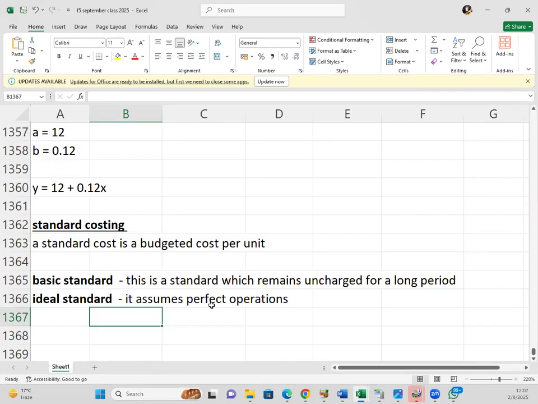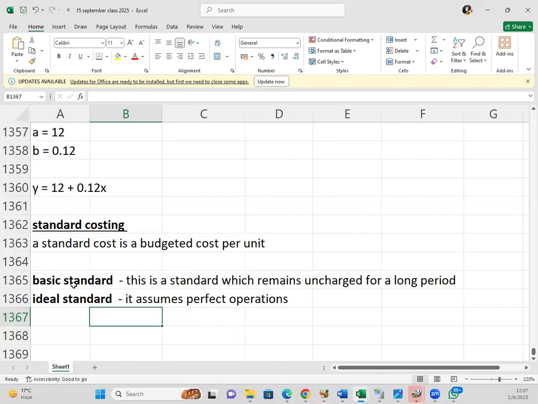The problem with this type of standard is that it tends to demotivate because it's not easy to achieve. If a standard has been set assuming perfect operations, it means there is no break for you. But it tends to push workers to their limits. It makes sure that every worker is working hard because there is no room for rest.